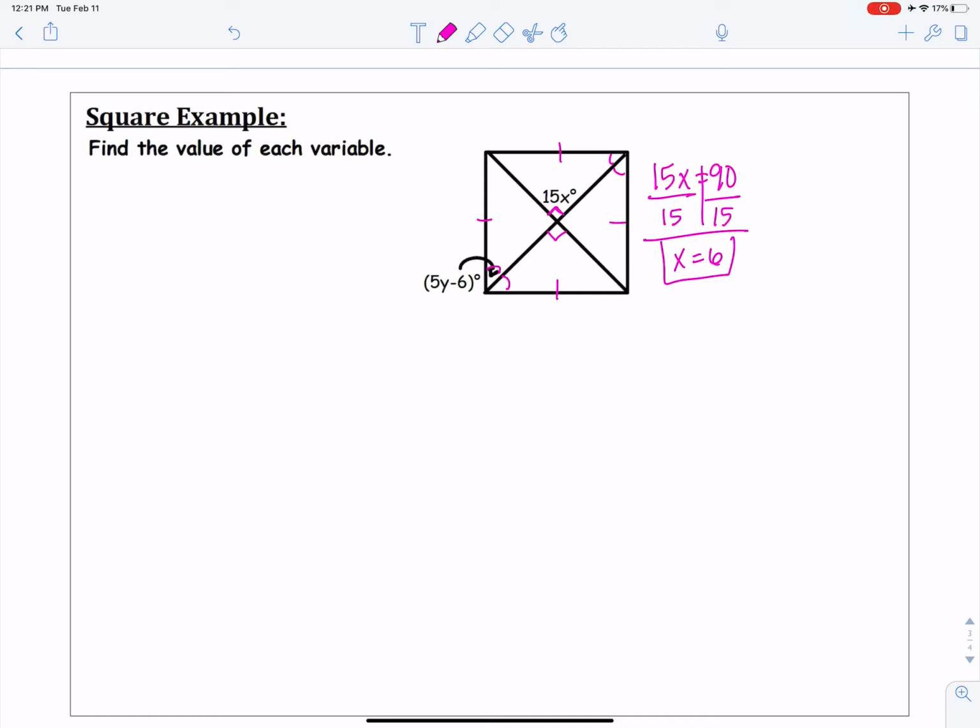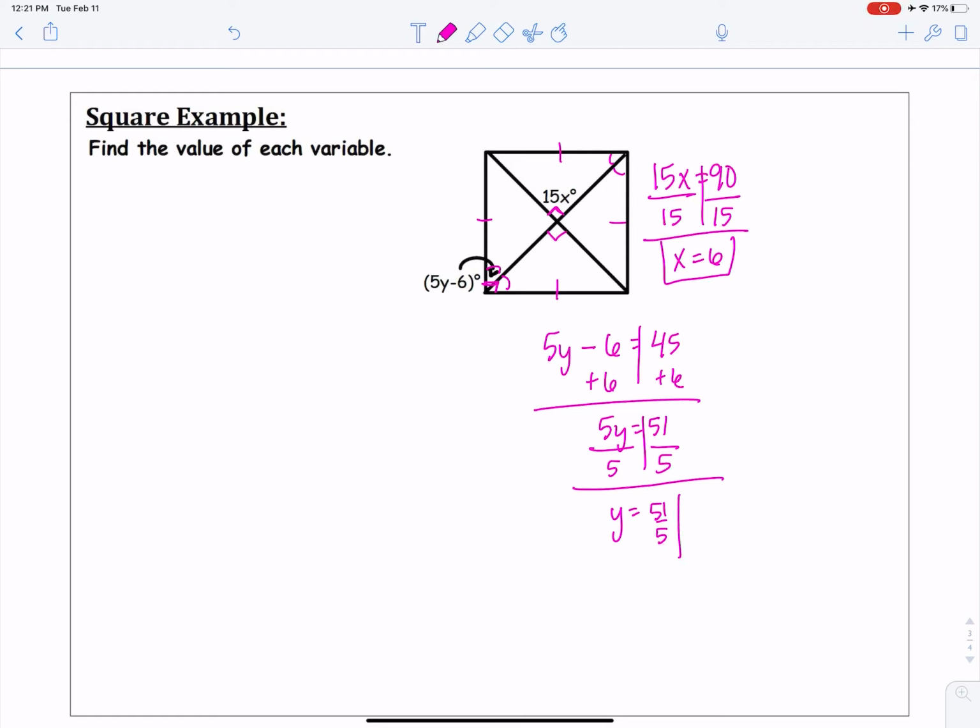And then to solve for y, this 90-degree angle is being bisected, so half of 90 is 45. So I'm going to say 5y minus 6 is equal to 45. And solve. Divide by 5. And I'm just going to have a fractional answer for this one. So I've used some different properties, angles bisected by diagonals. And then for this one, we use that the diagonals were perpendicular bisectors.